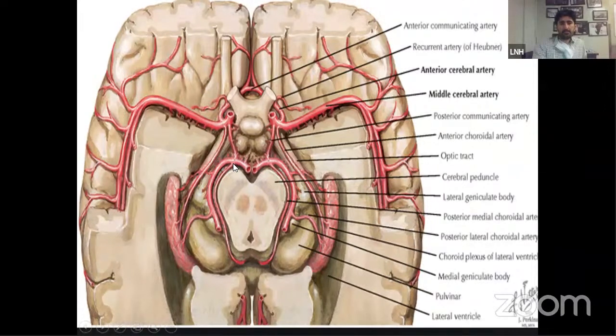Now, we can appreciate from the P2 segment, this branch arises known as the posterior medial choroidal artery, and another branch arises from this P2 segment known as the posterior lateral choroidal artery. Both these branches contribute to the formation of the choroid plexus of the lateral ventricles.